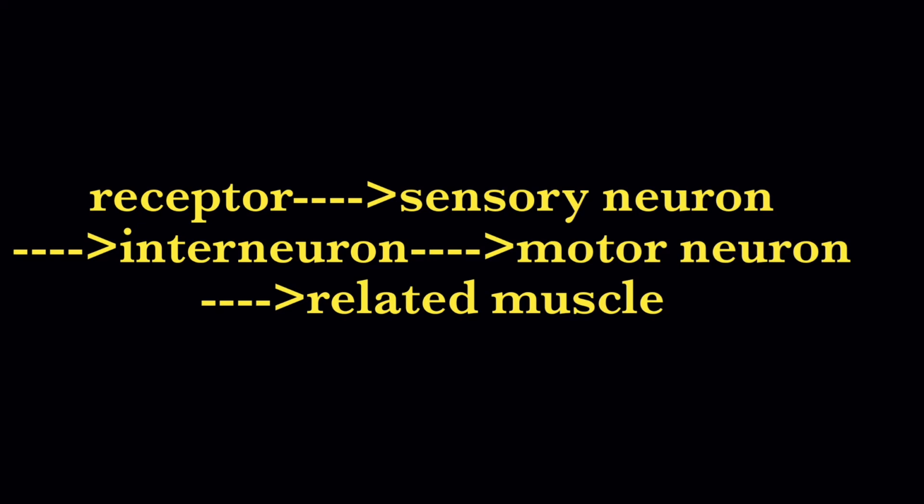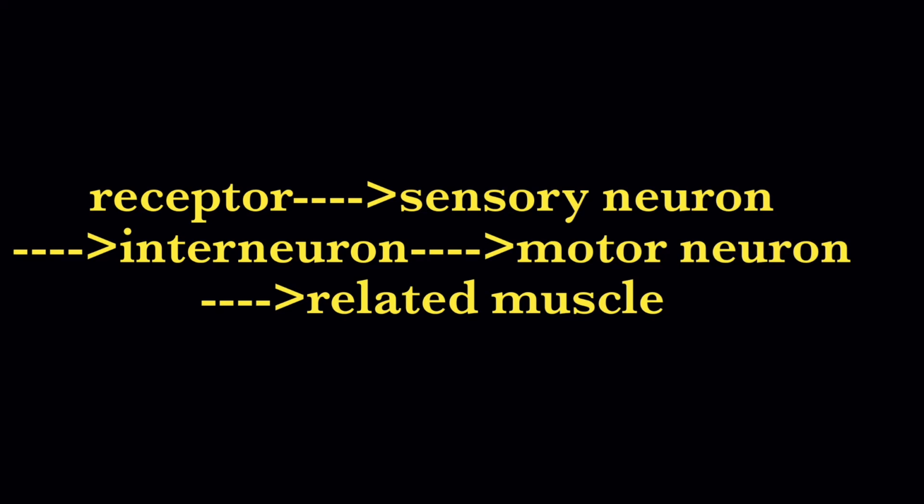It can be illustrated in the form of a flowchart. First of all, receptor cells receive the stimulus. Then the impulse is carried to the spinal cord through the sensory nerve.